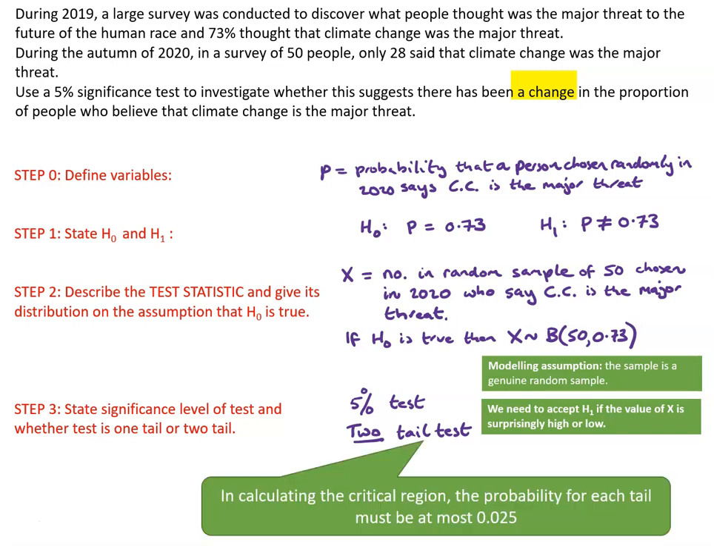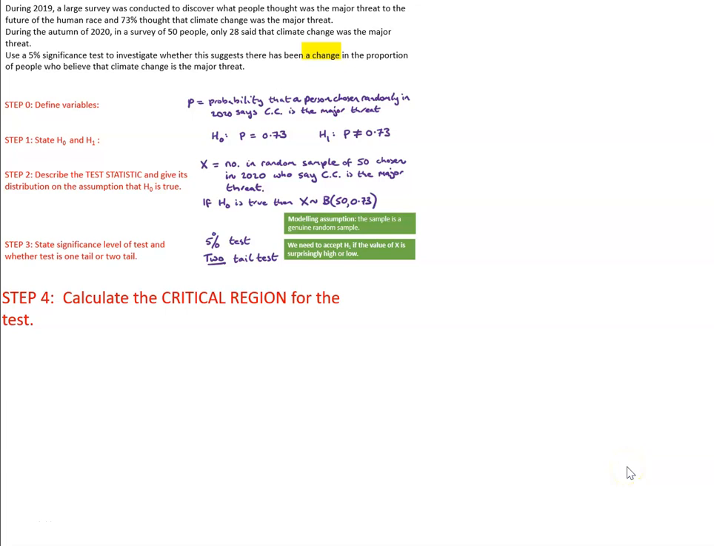So in calculating the critical region for a two-tailed test, the probability for each tail must be at most half of the significance level we're using. So when we're setting up the critical region for this test, the probability for each tail must be at most 0.025. And we need now to go on and actually calculate the critical region for the test.